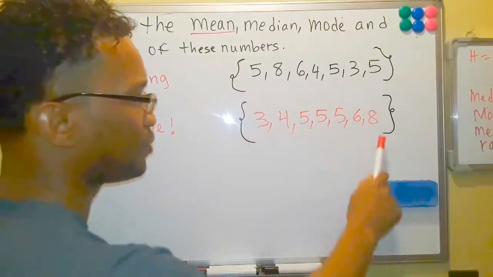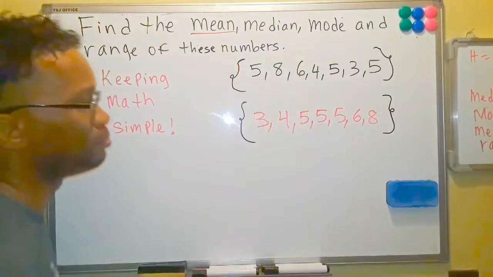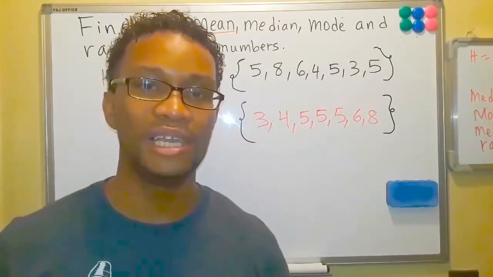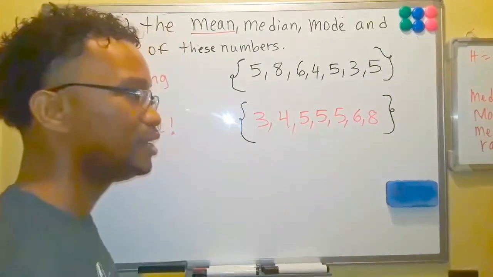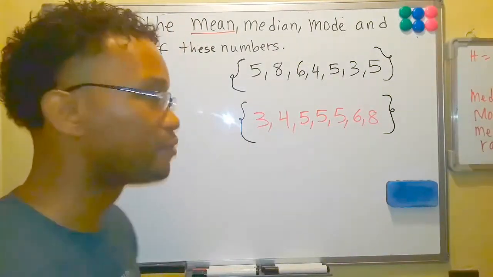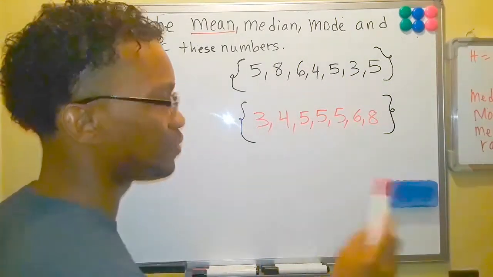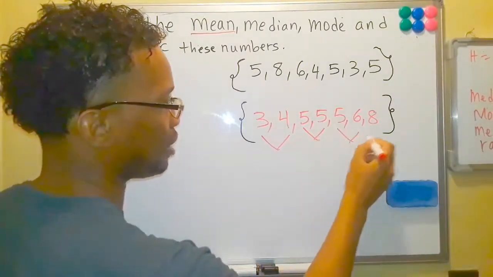Okay? So now we have the numbers in order, so we need to find the mean. Mean is simply the average. So the mean here is you need to add all the numbers up and then divide it by how many numbers you have. So here we have 7 numbers. 1, 2, 3, 4, 5, 6, 7. So 7 numbers.